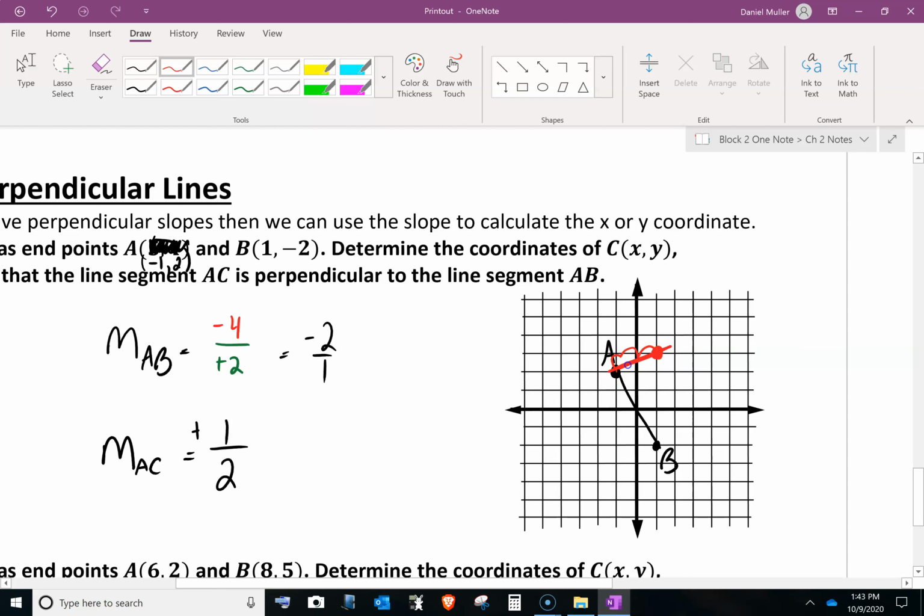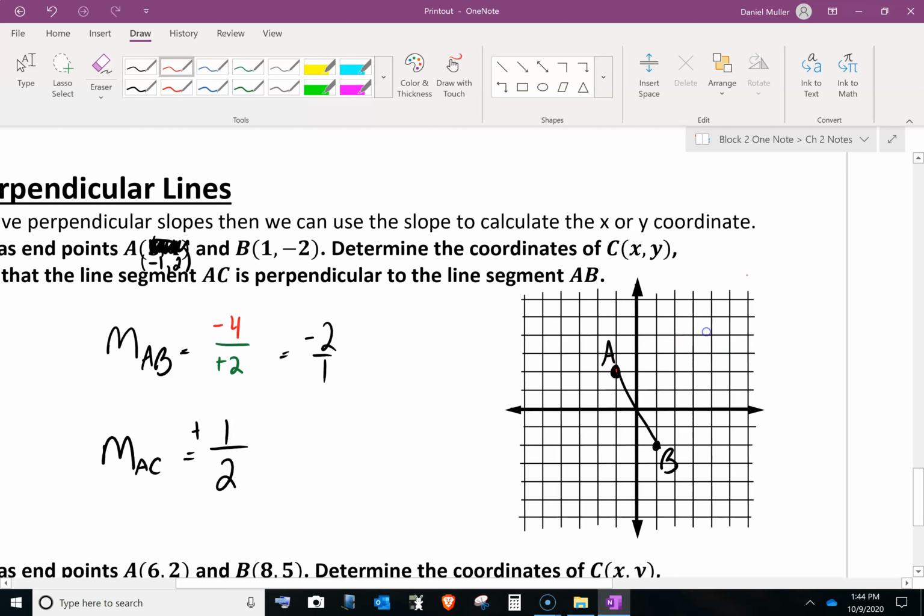Now, there we have it. That looks indeed perpendicular. The problem is that it says that it needs C, because this would be our C. We need our C to be somewhere on this line. So you can keep going: up 1, 2 to the right, up 1, 2 to the right, up 1, 2 to the right.